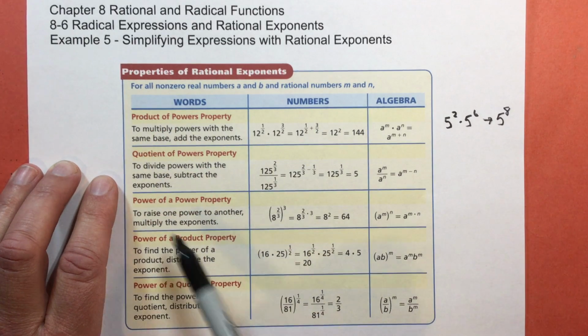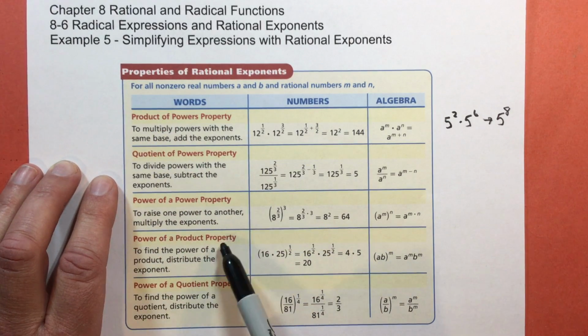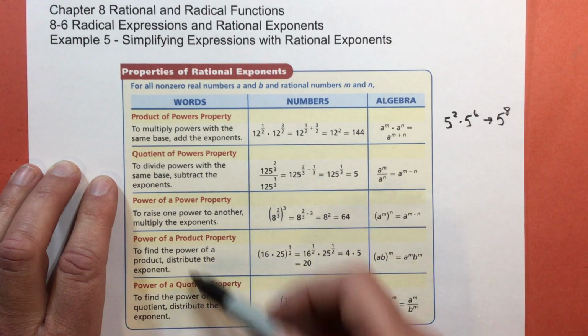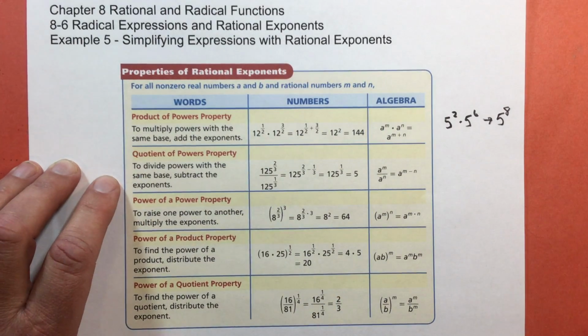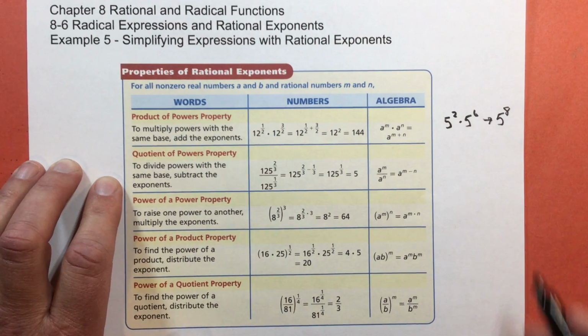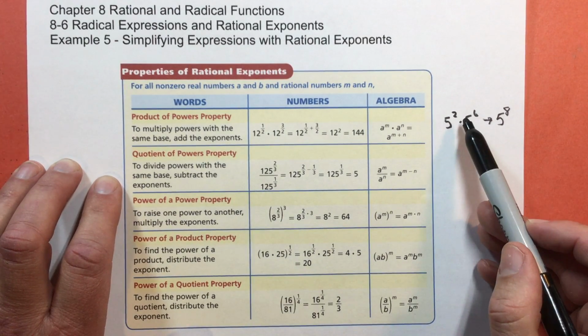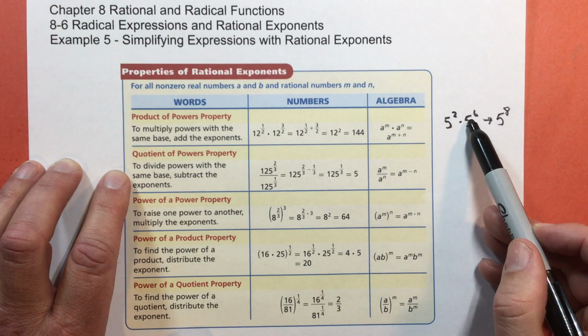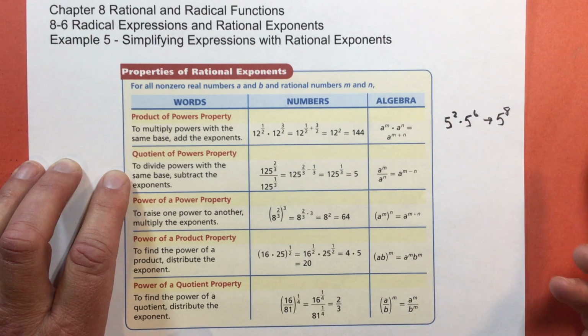There's going to be a lot of p's here. You've got the power of a power property, power of a product property. The only word that is different is quotient. Yep. Alliteration. You know what I'm saying? So for this one, if I have two powers that are being multiplied, I add the exponents.